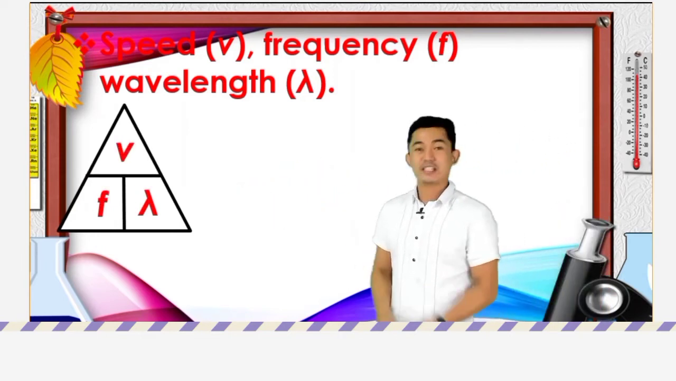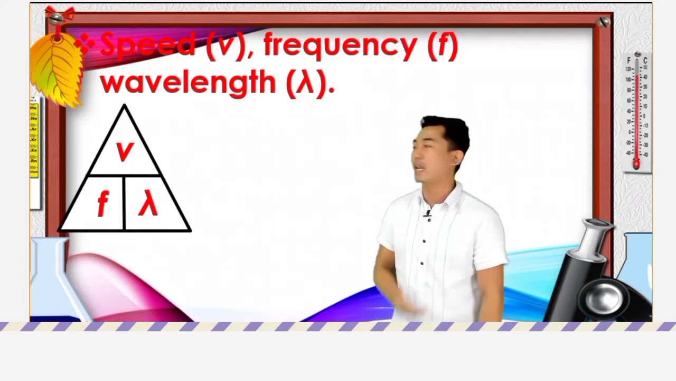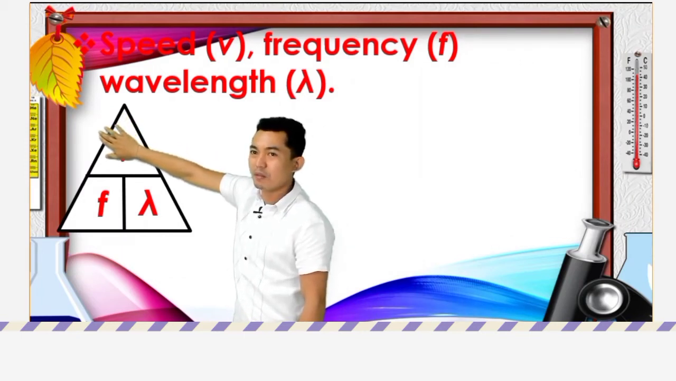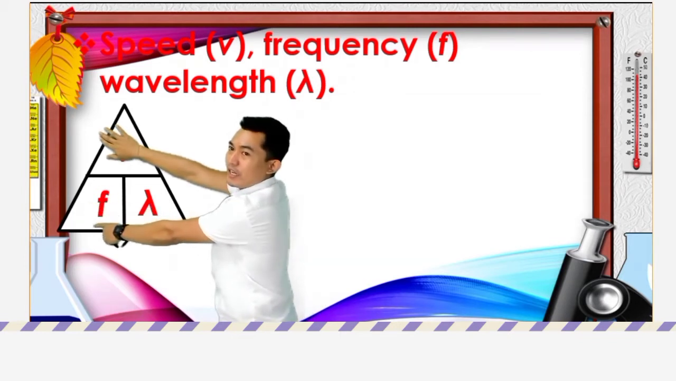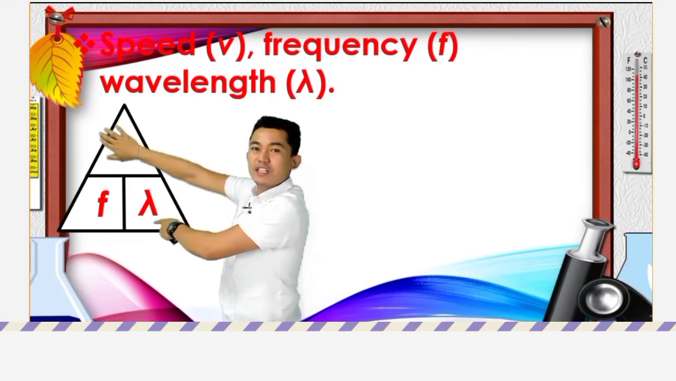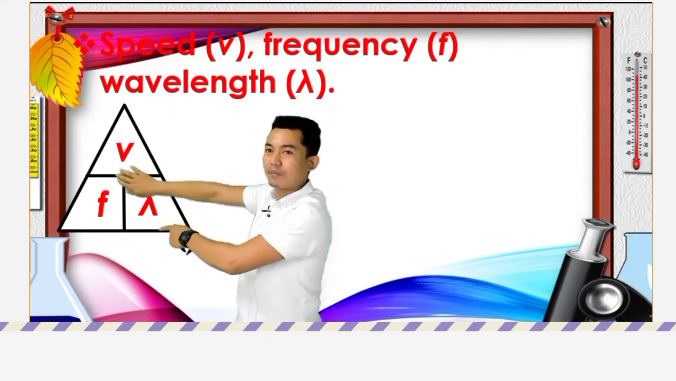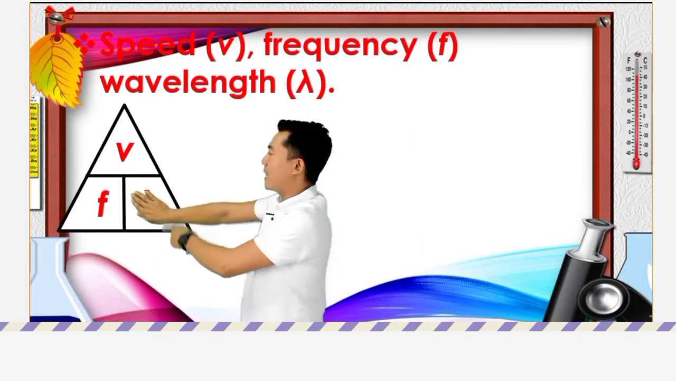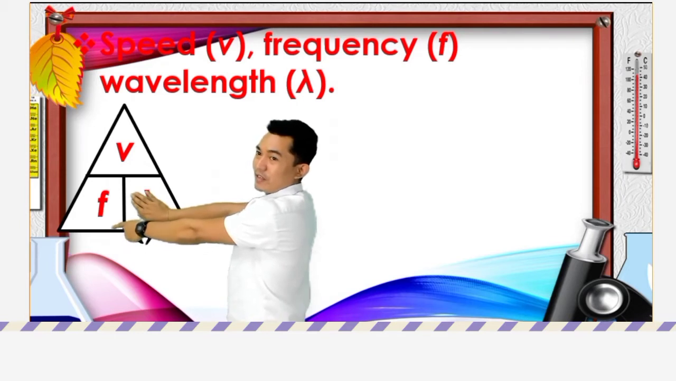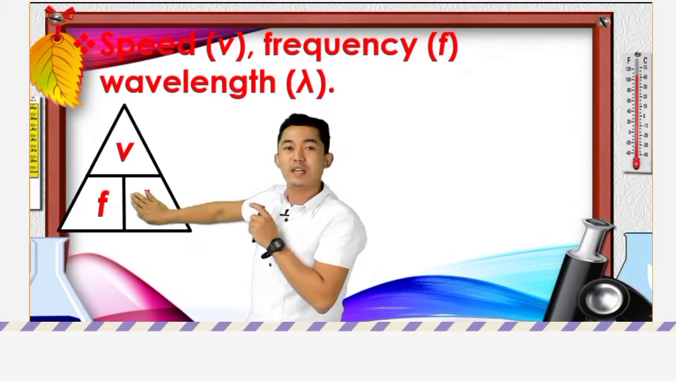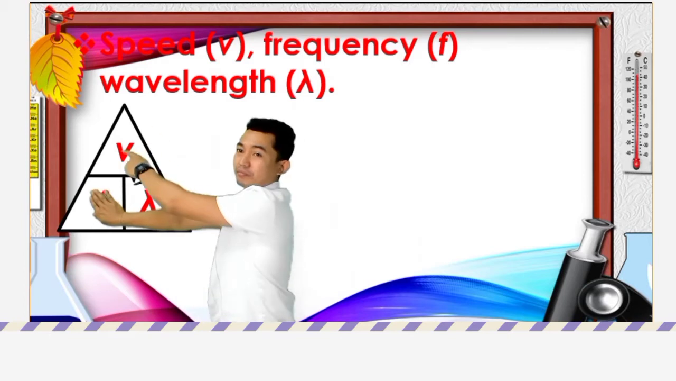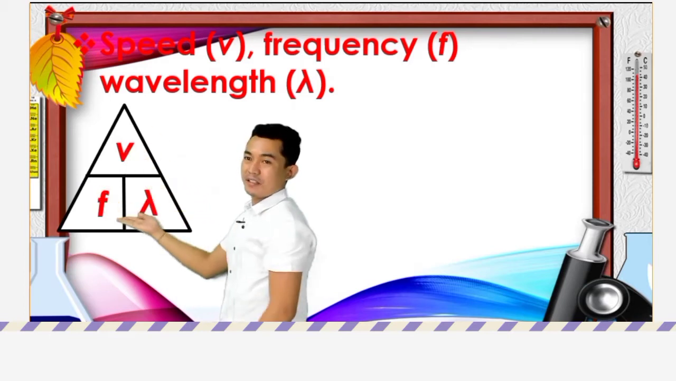Okay? So, let us discuss first, if speed is missing, sir, what should be the formula? If the speed is missing, the formula would be small v is equal to frequency multiplied by lambda. Sir, how about if the lambda or the wavelength is missing? What should be the formula? The formula would be, if the lambda is missing, lambda or wavelength is equal to speed divided by frequency. Sir, how about if the frequency is missing? What should be the formula? The formula is frequency is equal to speed divided by lambda.